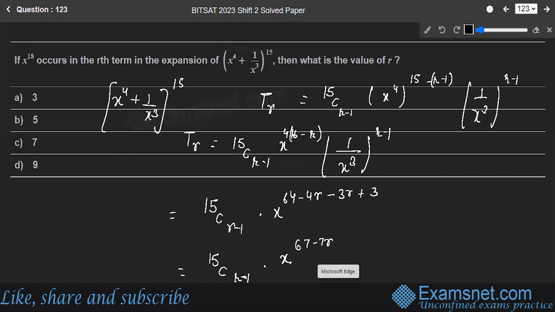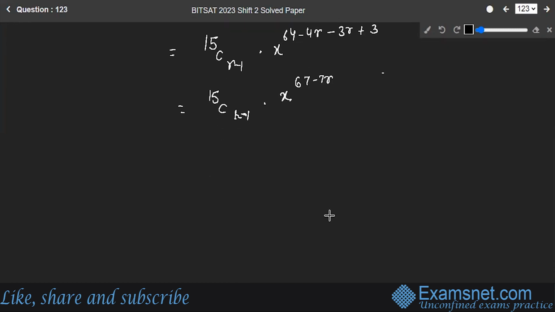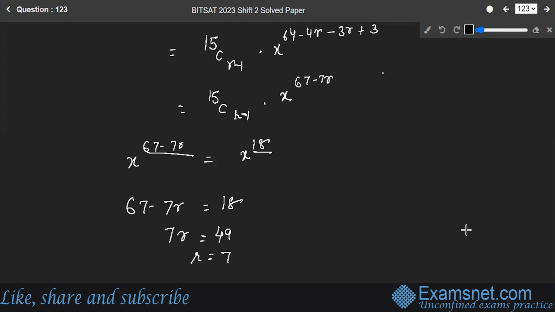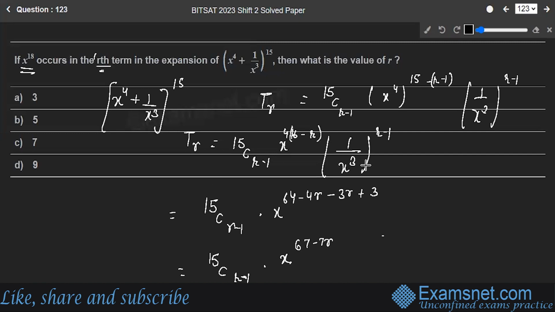Right. Now, if x to the power 18 occurs in the rth term, that means x to the power (67 minus 7R) is equal to x to the power 18. So 67 minus 7R is equal to 18, or you have 7R is equal to 49. That gives you R as 7. So here you have option C as the right answer. Hope you understood this.